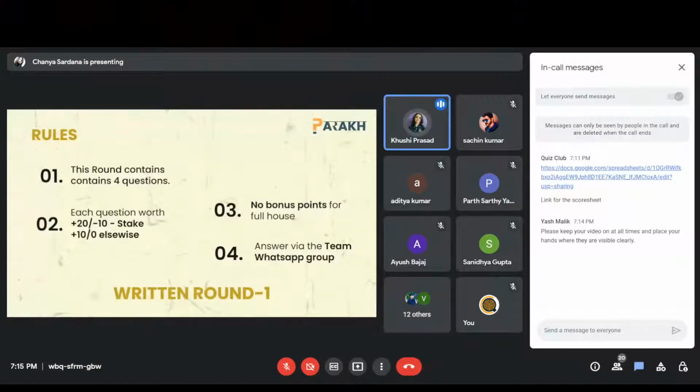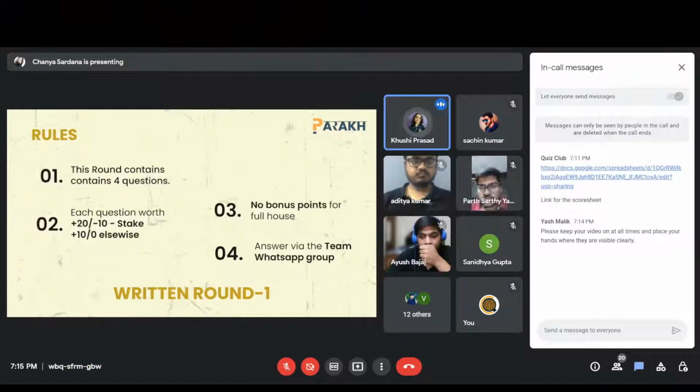questions, and for this we have the stake system. If you stake your answer, you'll get plus 20 if the answer is correct and minus 10 if the answer is wrong. Otherwise, the marking scheme is plus 10 and 0. So there will be no bonus points for full house. And for answering, please use the WhatsApp team channels. So on with the first question.